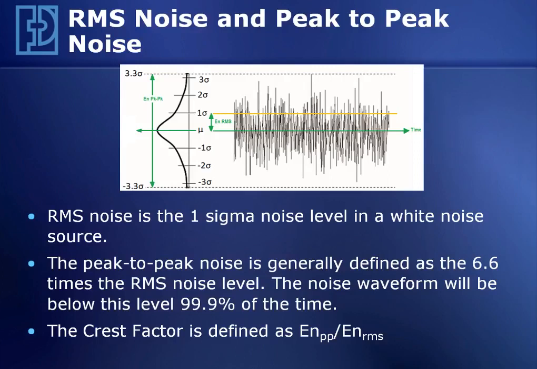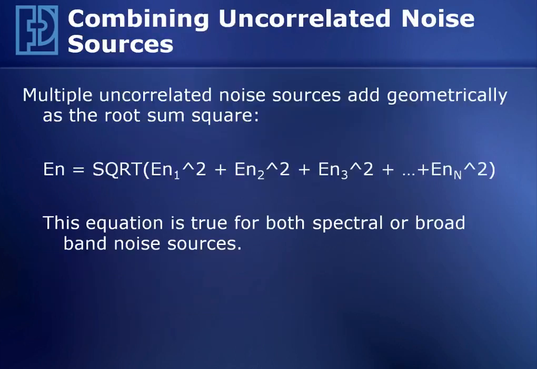There's another term called the crest factor, which is defined as the ratio of the peak-to-peak noise to RMS noise. So the crest factor of a white noise source is 6.6. In combining multiple uncorrelated noise sources, we add those noise sources geometrically, or as the root sum squared. That is true for RMS noise sources or spectral noise sources. This equation is very handy when we're trying to combine RTI-related noise and RTO-related noise, because the RTI and RTO noise components can be considered uncorrelated.